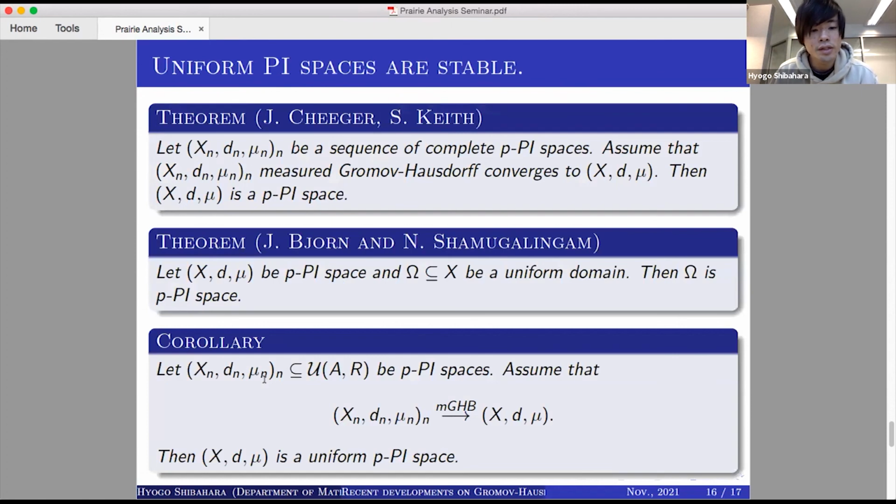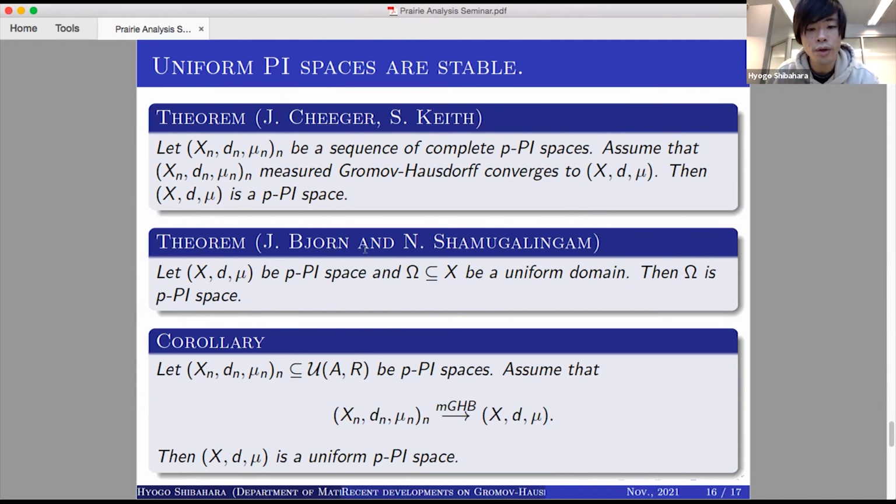And here's the corollary that I obtained by combining two results, by Cheeger and Keith, and by Björn and Shanmugalingam. The theorem by Cheeger and Keith states that PI spaces are stable with respect to measured Gromov-Hausdorff convergence. So if we have a sequence of PI metric measure spaces converging to (X, D, mu), then (X, D, mu) is also a PI space.